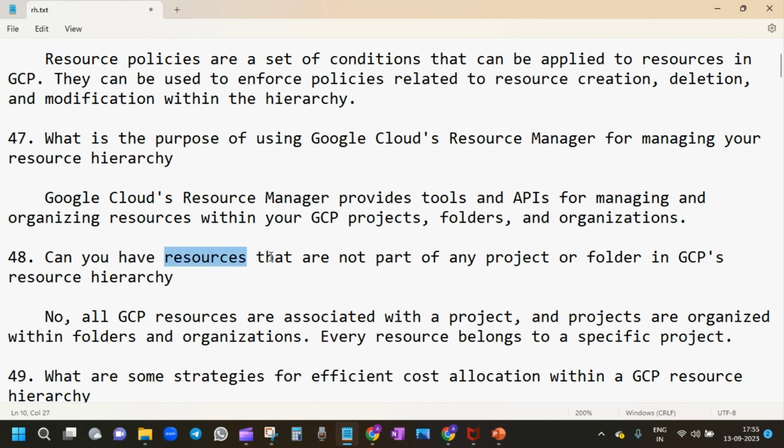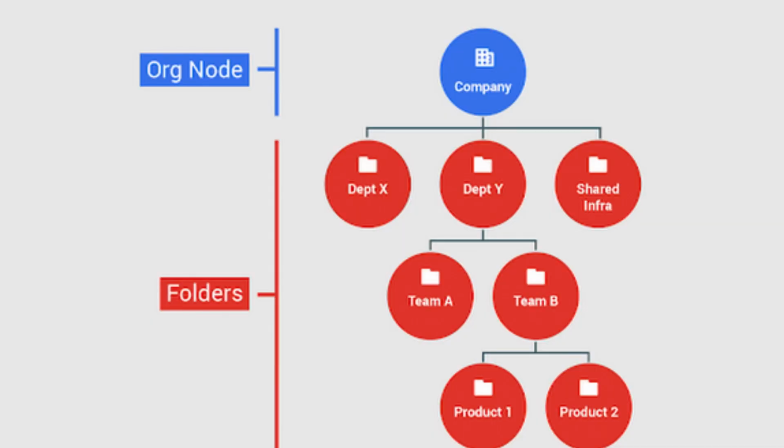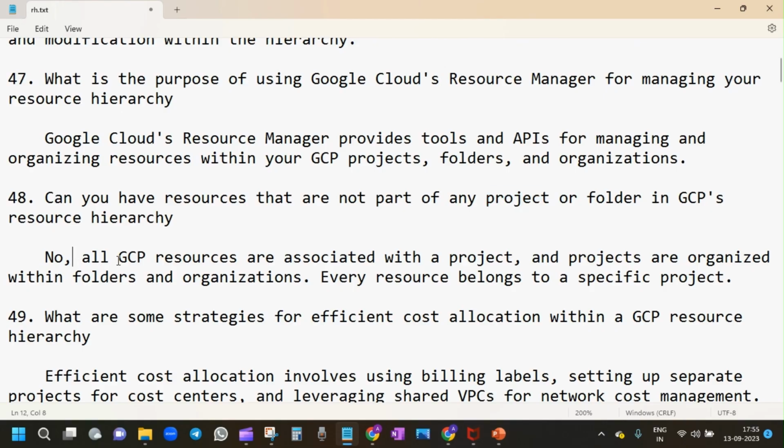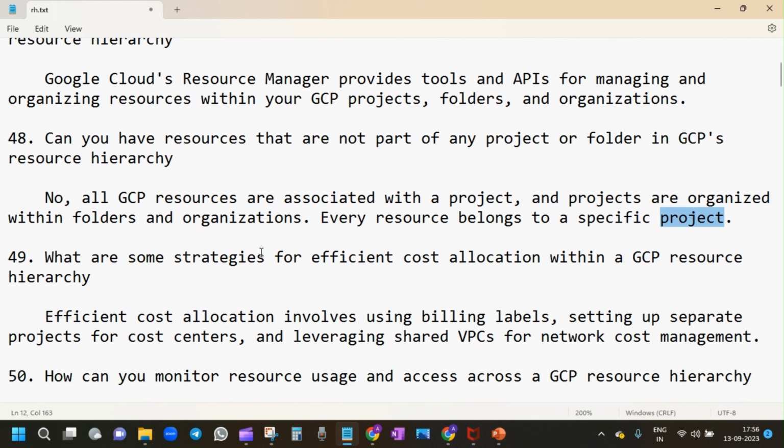Can you have resources that are not part of any project or folder in GCP's resource hierarchy? So, generally, we have seen that resources are under a project, right? Can the resources be there without any project or folder? No. All GCP resources are associated with a project. Projects are organized within folders and organization. Every resource belongs to a specific project. So it is not possible to have a resource which is not assigned to any project.